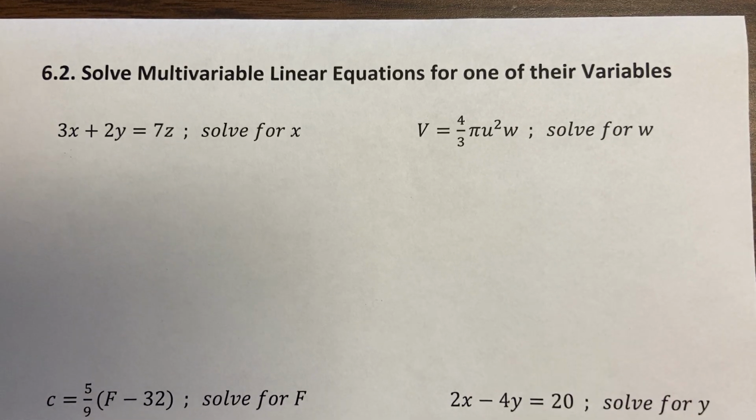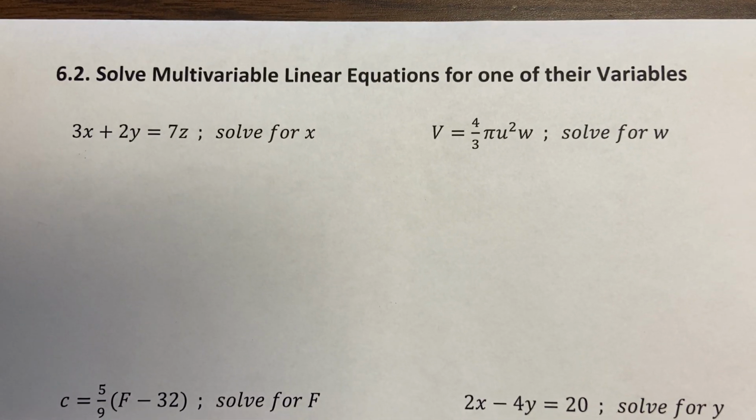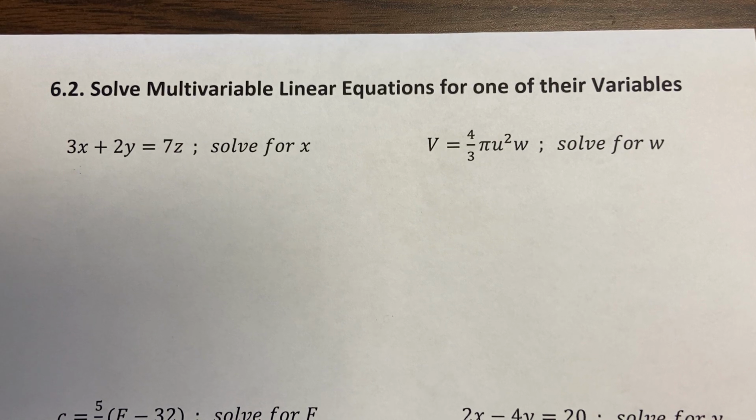Okay, let's look at some examples and some notes for section 6.2 of our textbook. So 6.2, the book titles it Solve for Multivariable Linear Equations for a Given Variable. I know we covered this in Algebra 1. We call this solving explicitly, and basically all it means is you're solving equations when equations have more than one variable in them, and the skills are still there.